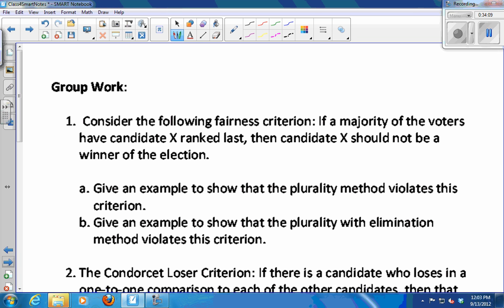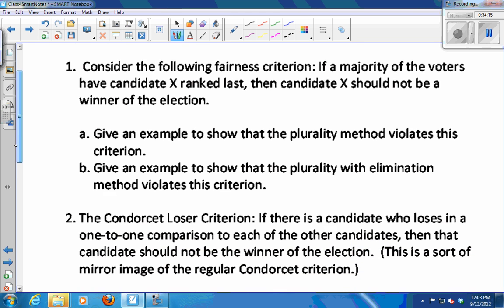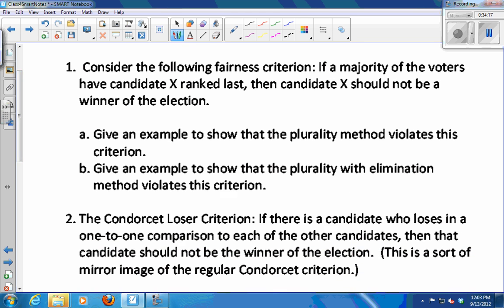So you have a little bit of time left. I want you to work in your groups on these 2 problems. I have given you a new fairness criterion that I want you to play around with. Come up with an example that shows that the plurality method, just counting first place votes, can violate this. So come up with an example where you have a winner who was actually ranked last by a majority of the voters.